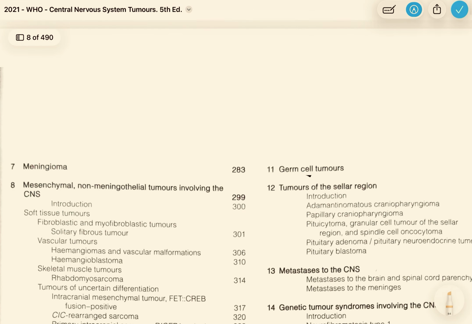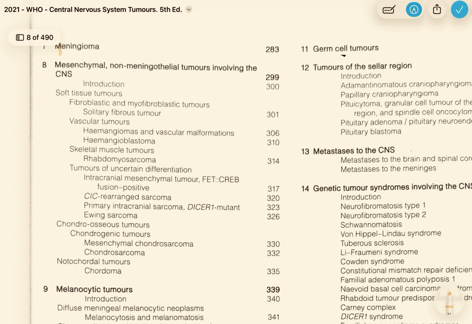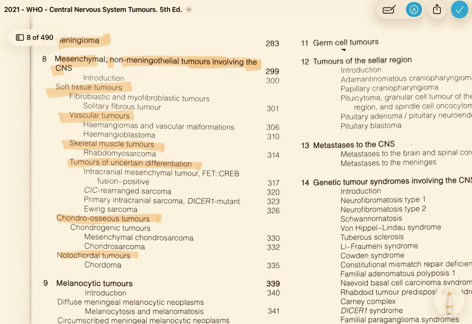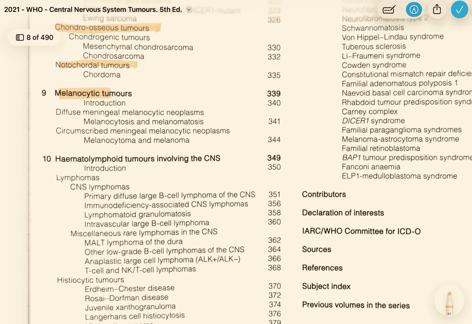Then other than this, we have meningioma, and we can have mesenchymal and meningoepithelial tumors involving the CNS, like soft tissue tumors, vascular tumors, skeletal muscle tumors, and tumors of uncertain differentiation, chondro-osseous tumors, and notochordal tumors. Then we can have melanocytic tumors in the CNS, wherein diffuse meningeal melanocytic neoplasm and circumscribed meningeal melanocytic neoplasms. We can have hematolymphoid tumors involving the CNS, like lymphomas.